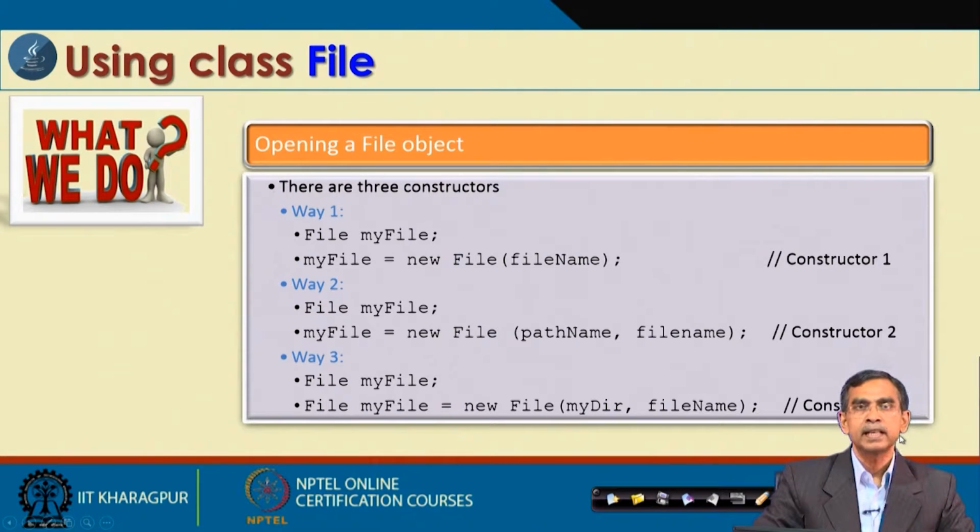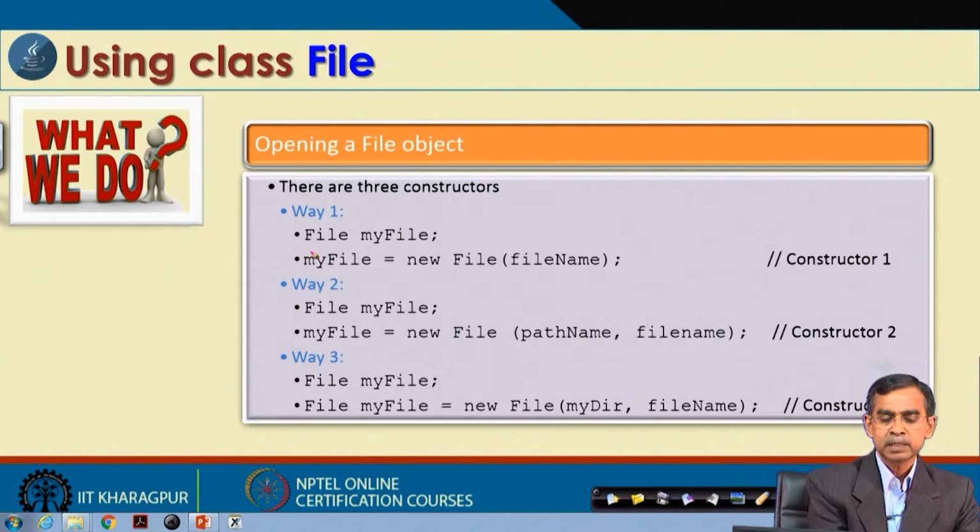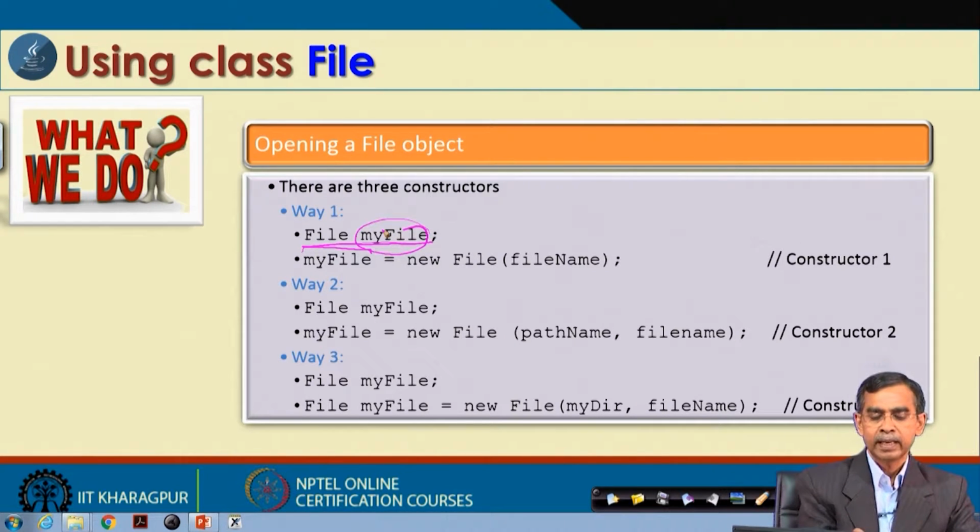Now, let us see what we can do. So far as the file is concerned, the first task is how we can open a file object. That means, in object oriented concept, everything is an object. So, a file is an object, and how can we create a file object? As I told you, there is a class called File. If we declare this, then myFile is an object of File, and it can be opened using the statement new File(name).